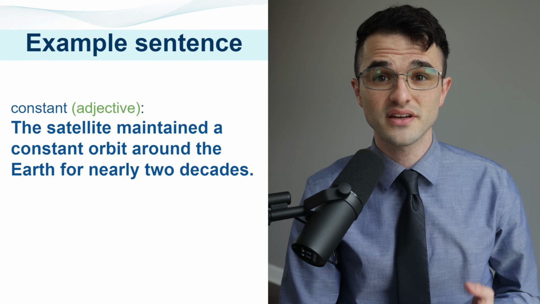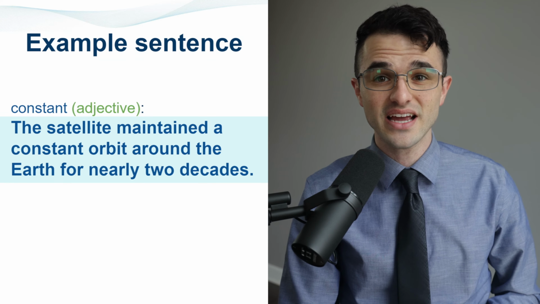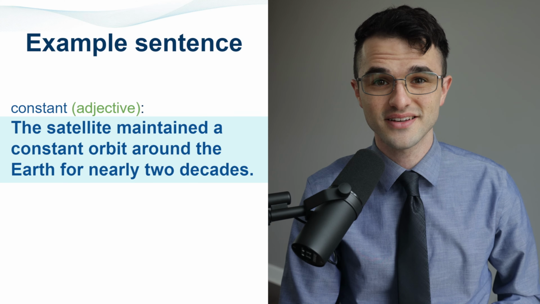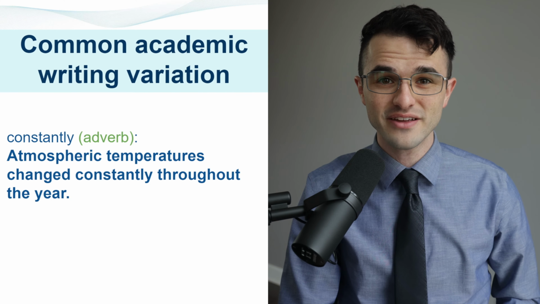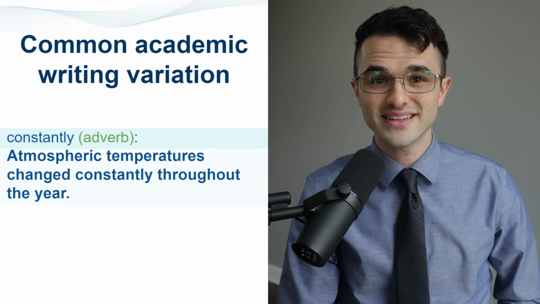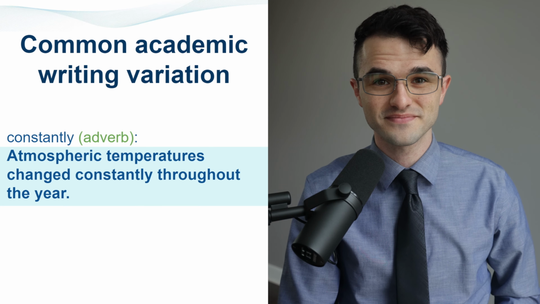Example sentence: constant, adjective. The satellite maintained a constant orbit around the Earth for nearly 2 decades. The common academic writing variation is constantly, adverb. Atmospheric temperatures changed constantly throughout the year.